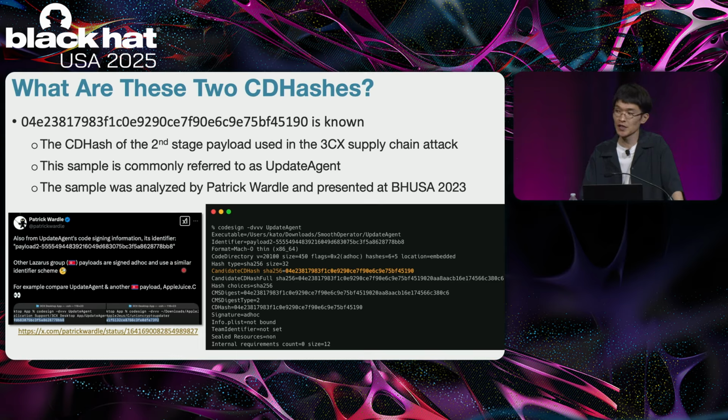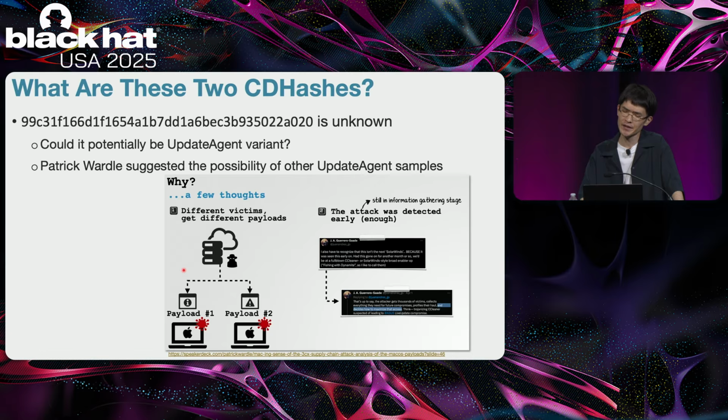This is a second stage payload used in a 3CX supply chain attack, commonly referred to as UpgradeAgent. This sample was analyzed by Patrick Wardle and presented at Black Hat USA 2 years ago. The second CD hash remains unknown, but it's likely a variant of UpgradeAgent.